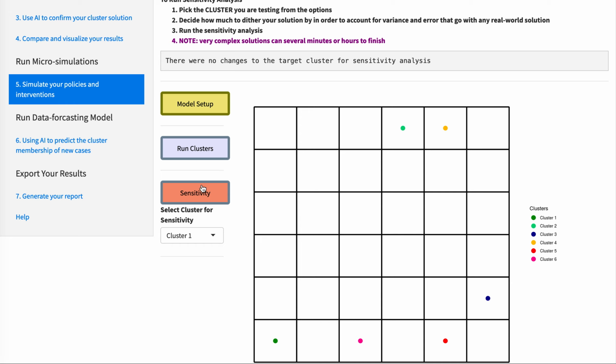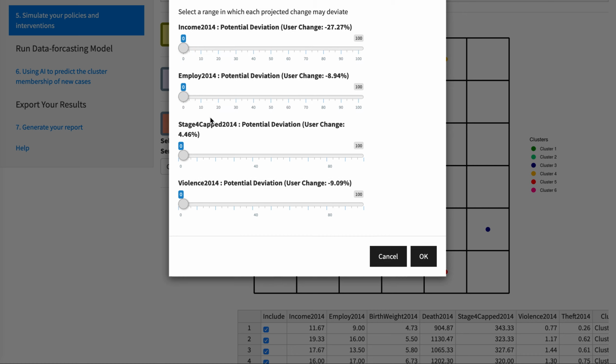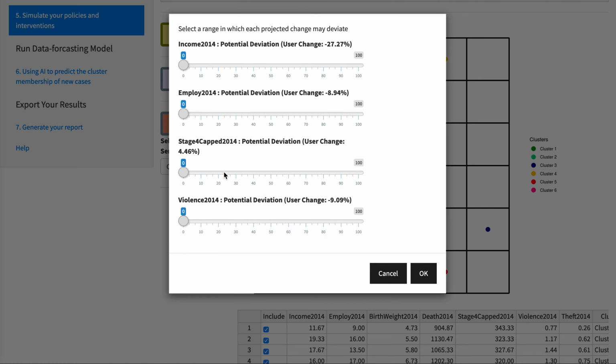You'll see here that I hit sensitivity and it said there are no changes to the target cluster, because I didn't pick the right one. The most important thing when you run your sensitivity analysis is to actually pick the cluster you explored. In this case, we moved cluster 4. Now we can click on the sensitivity analysis, and it'll allow us to explore the intervention we made. What you'll see are the variables that you actually changed.